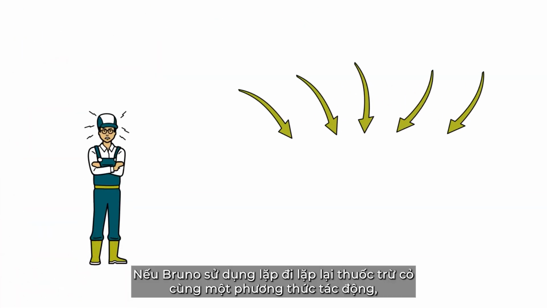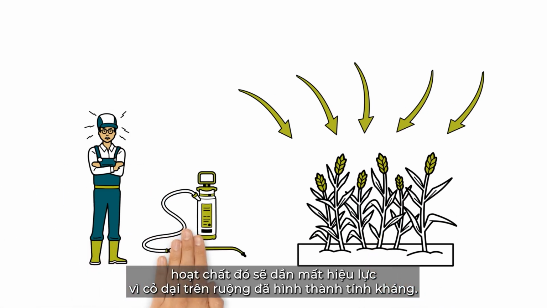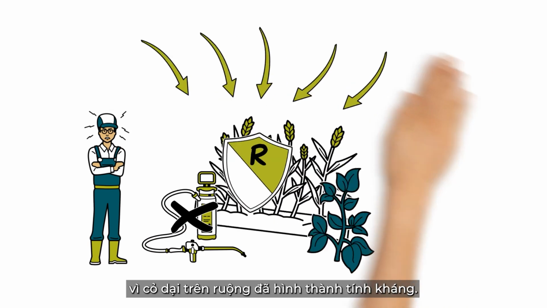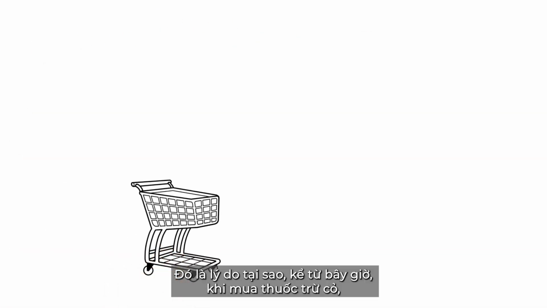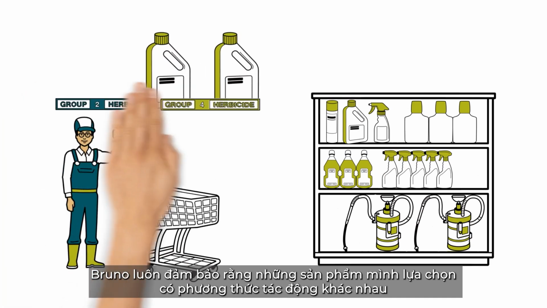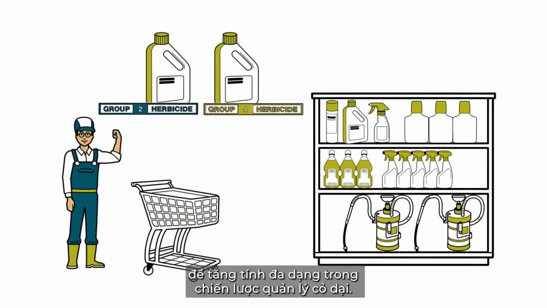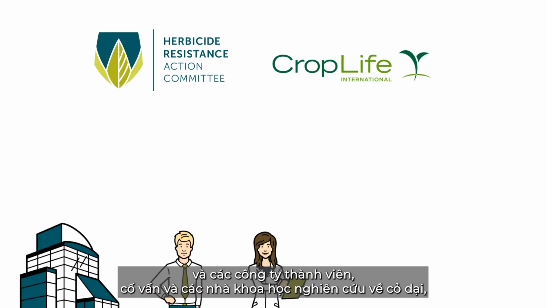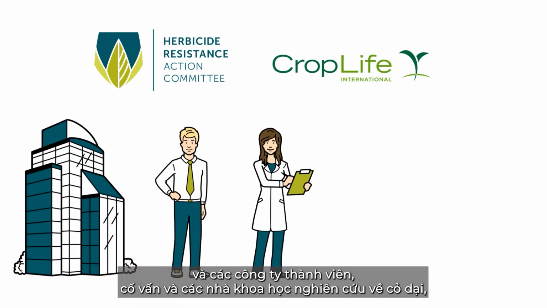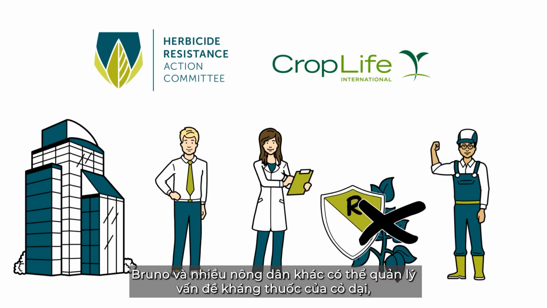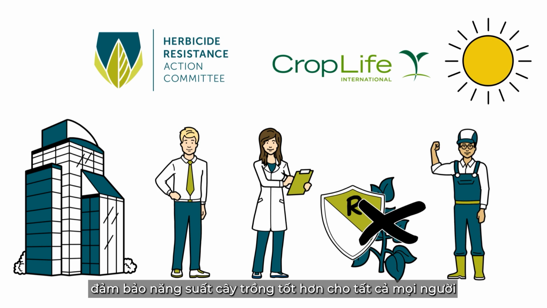If Bruno were to use the same mode of action every time, he would find that his herbicides lose their efficacy because his weeds have developed resistance. That is why, when Bruno shops for herbicides, he now makes sure he chooses products with different mode of action numerical codes to increase herbicide diversity in his weed management strategy. Together with HRAC, CropLife International, agriculture companies, advisors, and weed scientists, Bruno and farmers like him can help fight weed resistance to herbicides, ensuring a better crop yield for everyone.